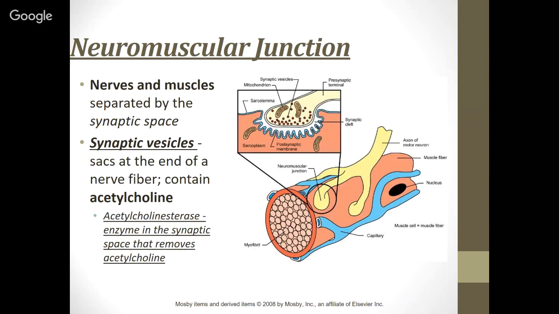There's also acetylcholinesterase. Esterase is something that erases the neurotransmitter from the receptor, and that acetylcholinesterase enzyme in the synaptic space removes acetylcholine and puts it back into the nerve so it can fire again.